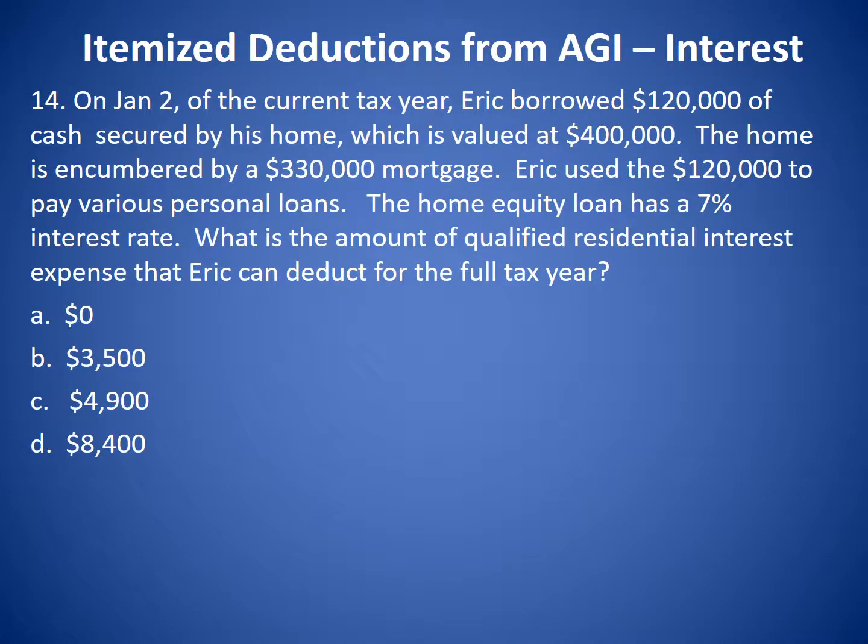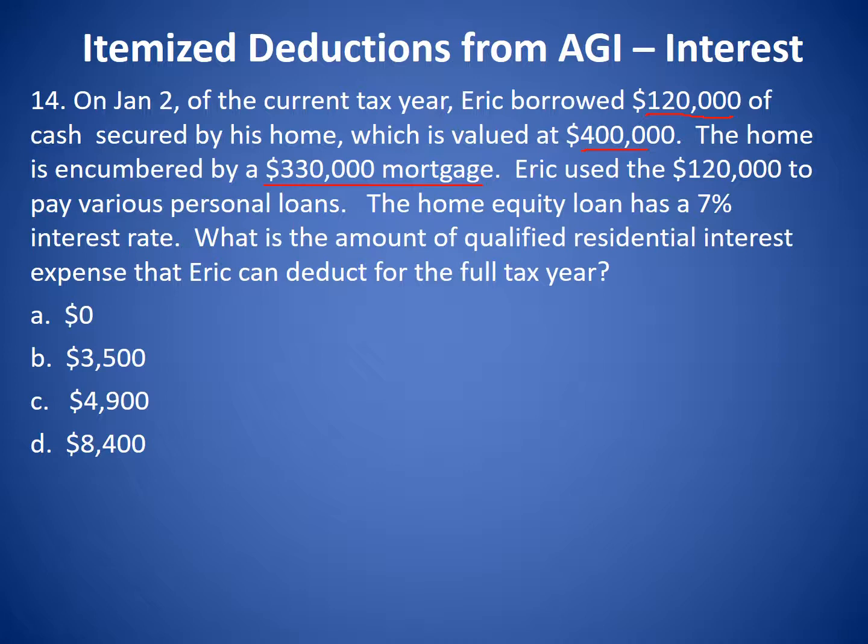Question number 14, and Eric is back. During the current tax year, Eric borrowed $120,000 of cash secured by his home, which is valued at $400,000. However, in this case, the home is encumbered by a $330,000 mortgage. Eric used the $120,000 that he borrowed to pay various personal loans.